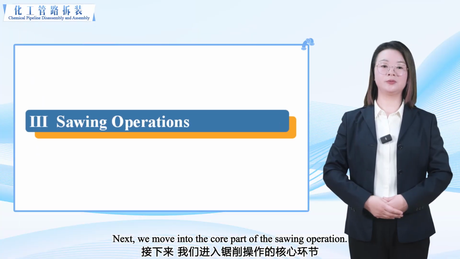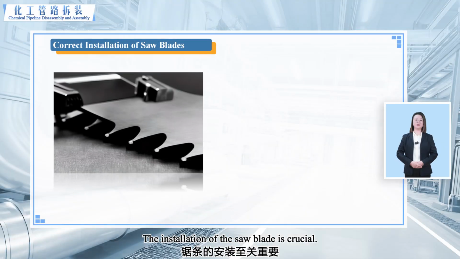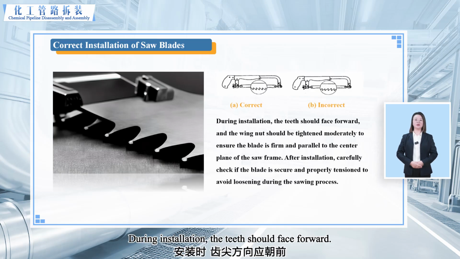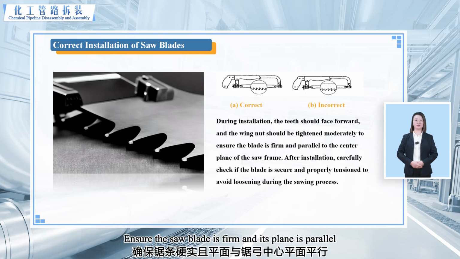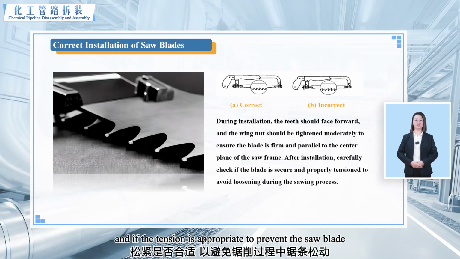Next, we move into the core part of the sawing operation. The installation of the saw blade is crucial. During installation, the teeth should face forward. The wing nut should be tightened appropriately. Ensure the saw blade is firm and its plane is parallel to the center plane of the saw frame. After installation, carefully check if the saw blade is secure and if the tension is appropriate to prevent the saw blade from loosening during sawing.